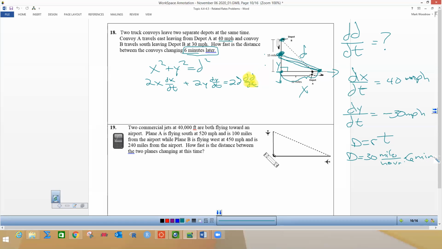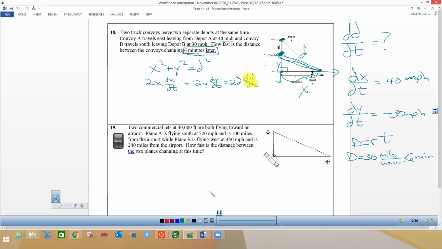What's this in? Minutes. I need to change minutes to hours. Now, I know you guys did this in 5th and 6th grade because my son's in 5th grade and we just worked on this stuff. So I got to change that minutes into hours so I can get miles.